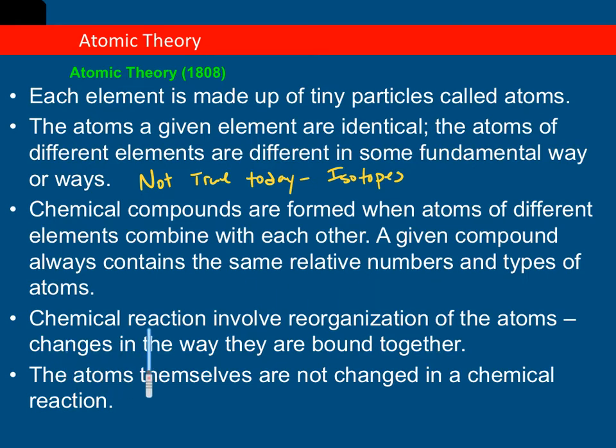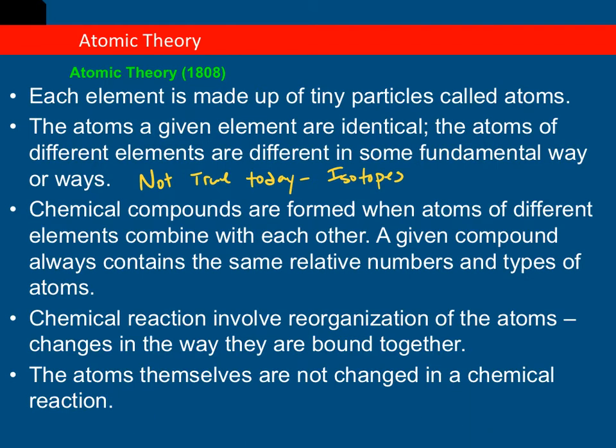The next statement says that chemical reactions involve reorganizing of atoms and change in the way that they are bound together. That is true. We create and break bonds and form new substances in a chemical reaction. Finally, atoms themselves are not changed in a chemical reaction. In other words, atoms cannot be created or destroyed or changed in any way in a chemical reaction.